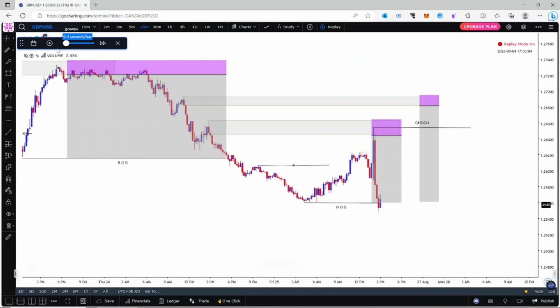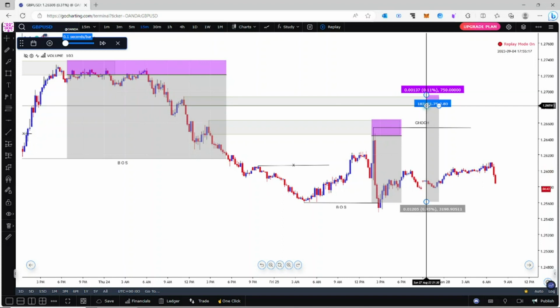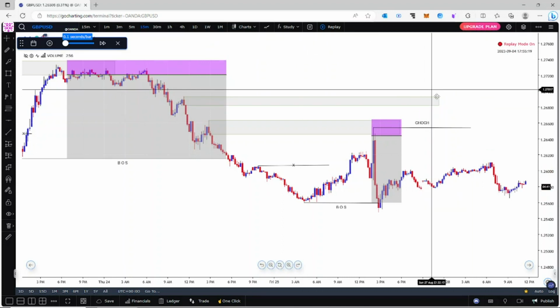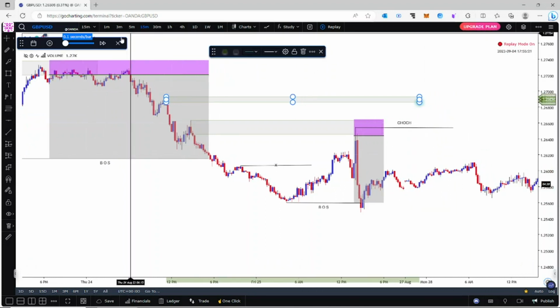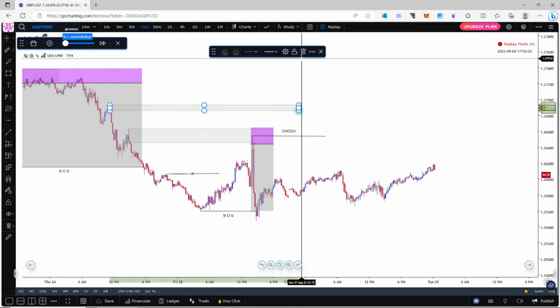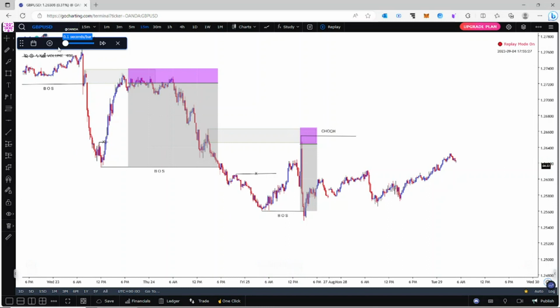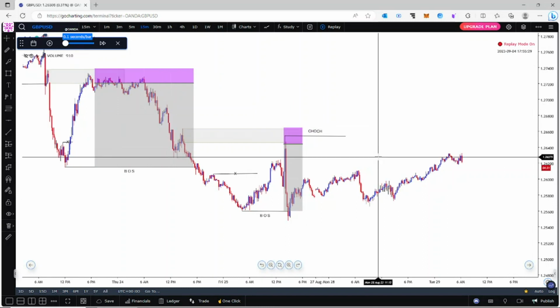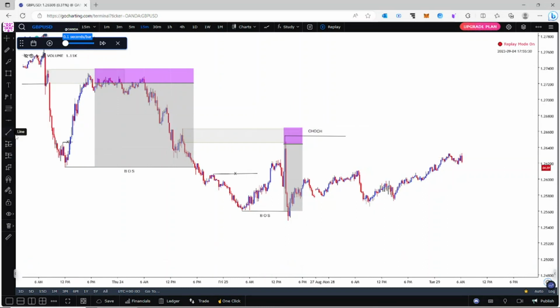So let's see how the market moved. Let's see how it moved. So now this is no more valid. I'll take it out. So at this point, you are not going to do anything.